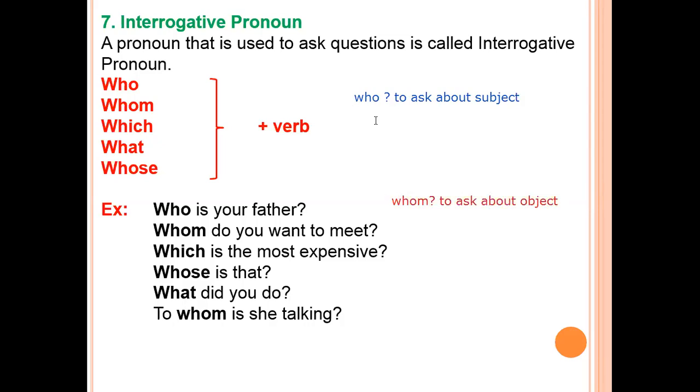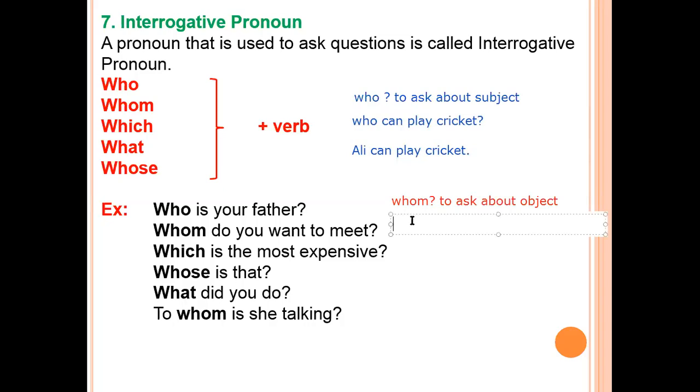Let me give you examples here. For example, if I want to ask about the subject, I say, who can play cricket? Now you can tell me, Ali can play cricket. Now look here, what is Ali in this case? Ali is the subject in this sentence. Who can play cricket? Because cricket, the object, has already been given to you. We want to find out the subject. If you want to find out the subject, then we ask the question with who. But if you want to know about an object, we will ask the question with whom.